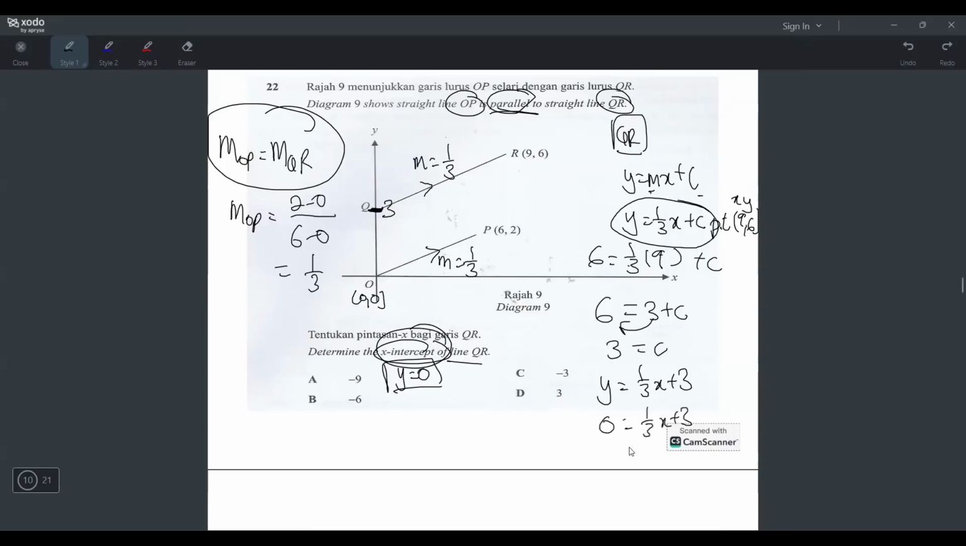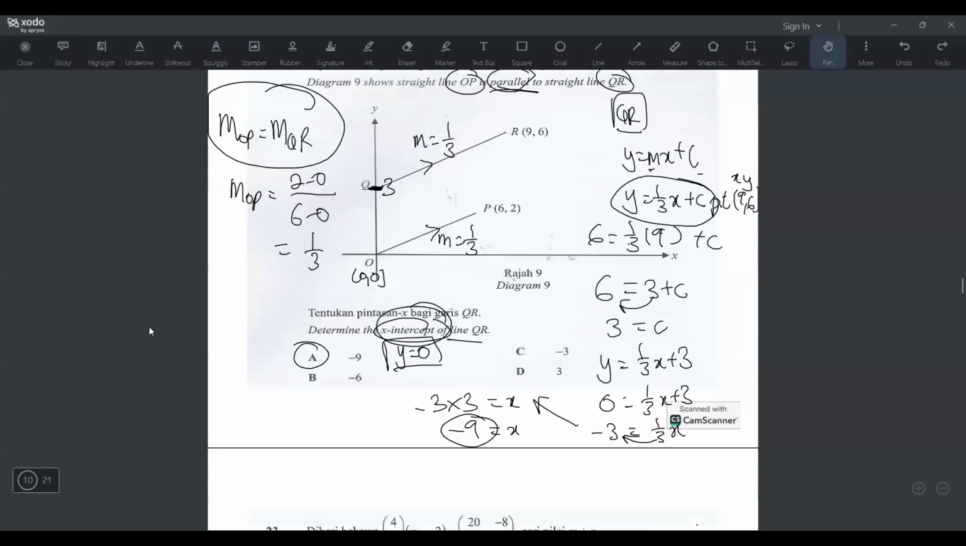If I want to find x, I move the 3, it becomes -3. So this is 1/3 x. So how to find x? It becomes -3, and this 3 sits at the bottom. Sitting at the bottom means divide. Divide moved across becomes times. So -3 times 3, and if you calculate, you get -9. So the answer is A. Right? Okay, done.